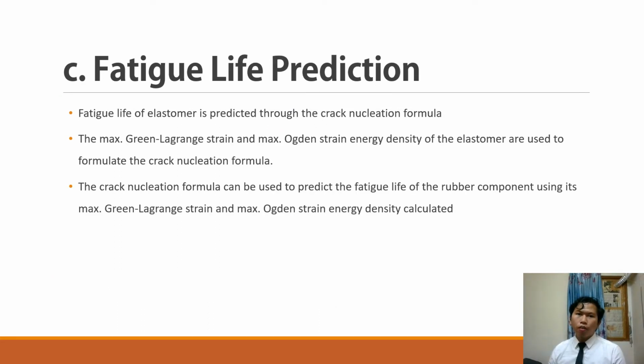And the last part is the fatigue life prediction. The fatigue life of elastomer is predicted through the crack inflation formula, where we will use the maximum grain-local strain and the maximum Ogden strain energy density of the elastomer to formulate the crack inflation formula. After that, the crack inflation formula will be used to predict the fatigue life of the rubber components using the maximum grain-local strain and the maximum Ogden strain energy density of the components calculated from the FEA analysis previously.